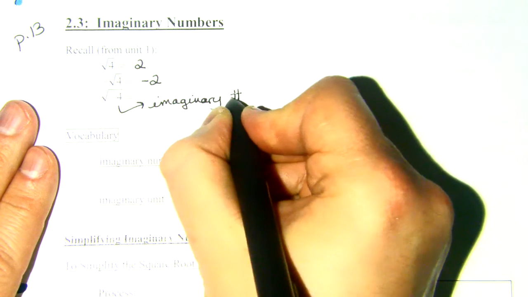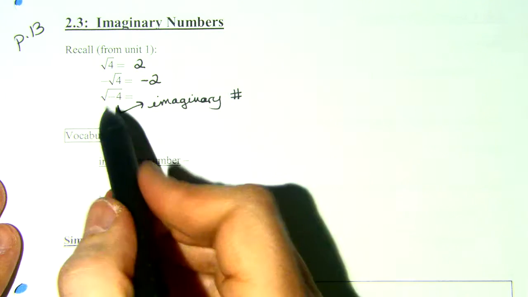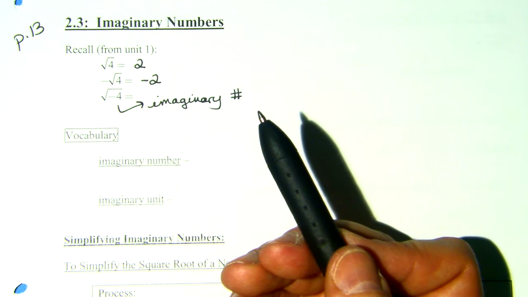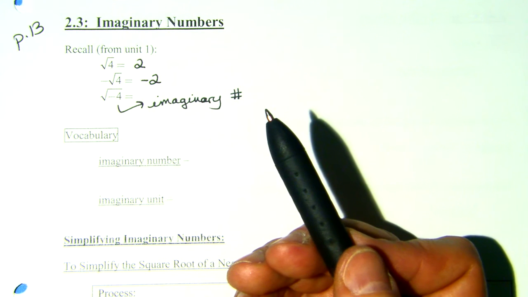Anytime we have a negative under a square root, we get an imaginary number. However, hopefully it would seem reasonable to you that this answer should somehow involve 2 a little bit. So we need to see how to simplify imaginary numbers.